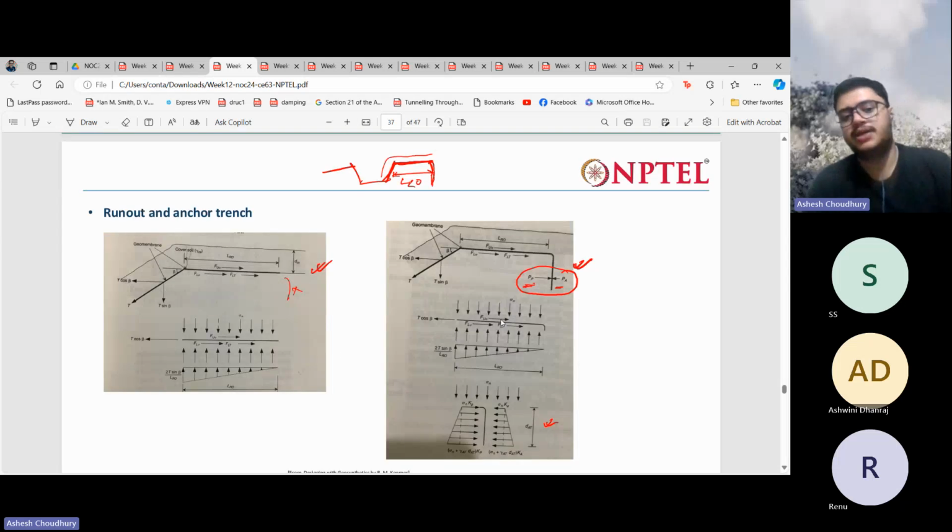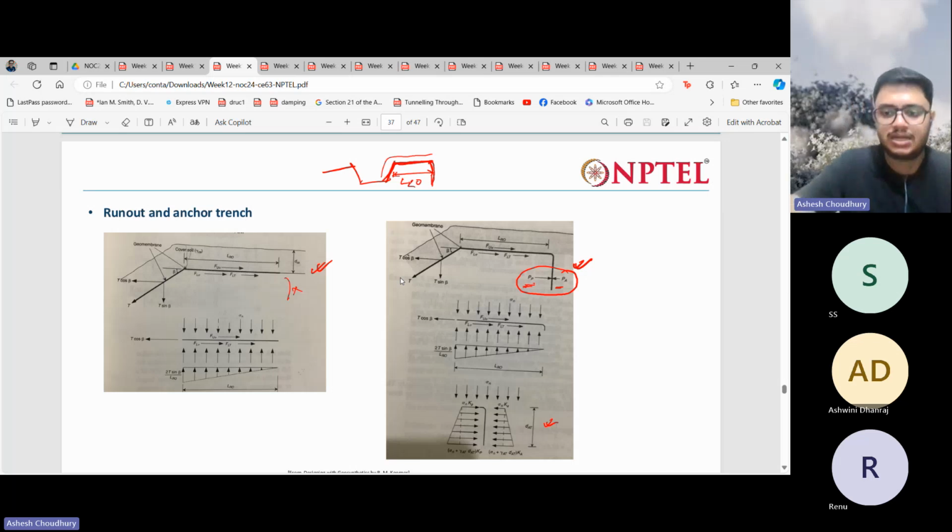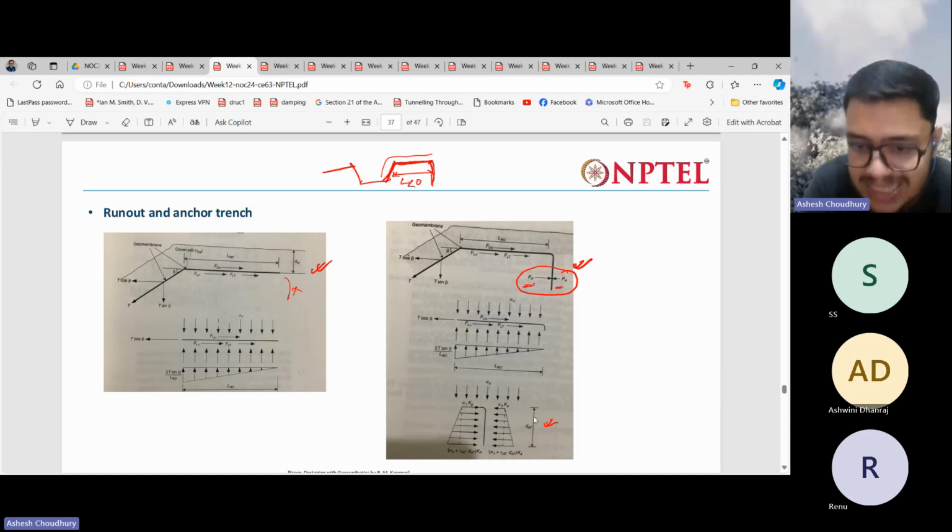Right, and then we saw this runout trench. The geomembrane is placed like that, so you have a runout length, and you can also have a trench where you can anchor the geomembrane so that it does not come out of the slope. While you make your landfill, you can have a long runout, or you can have a trench also. These are two different cases. In these cases, how do we find this runout length, L_RO, and the depth of the trench, D_AT? All these things we discussed.